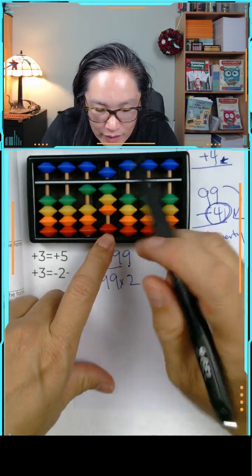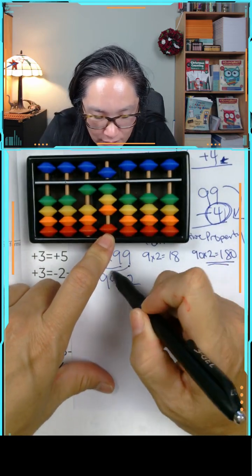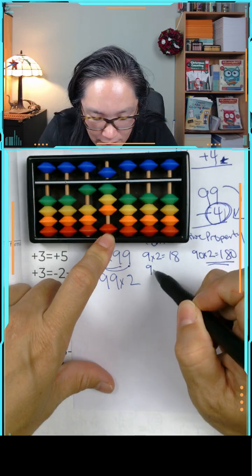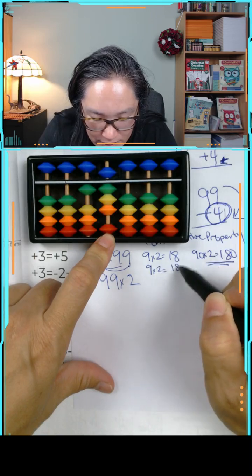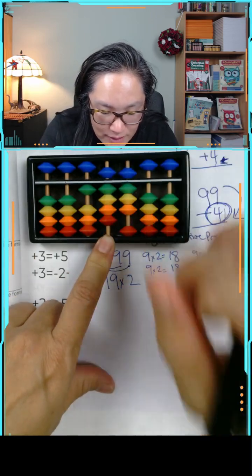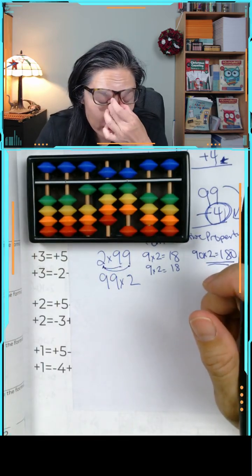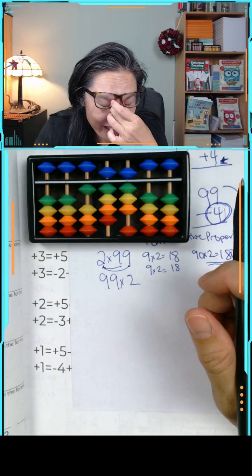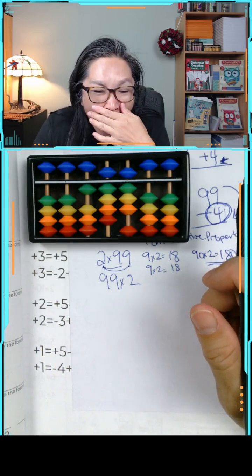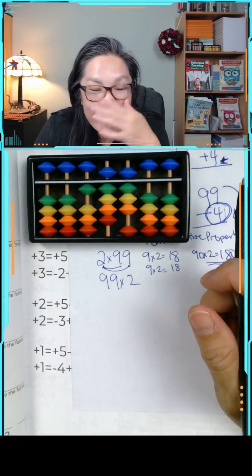So, oh, and then we add the 1, we could do it again. We got to do 9 times 2. 9 times 2 is equal to 18. We add the 1, we add the 8. So our final answer is 198. Did that make sense, LD?